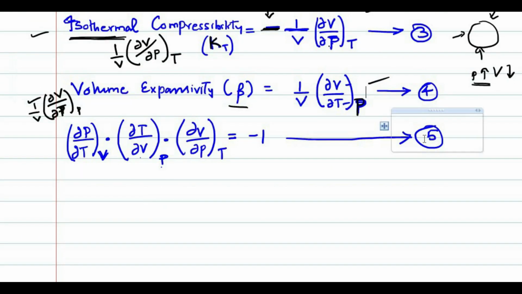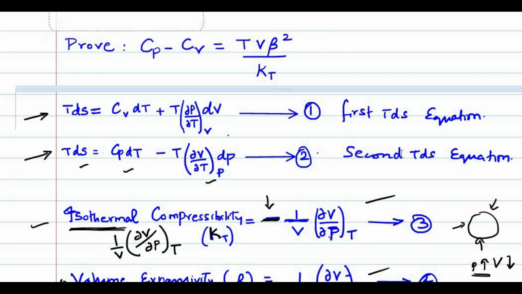Next, this is an important result. Dou P by dou T at constant volume into dou T by dou V at constant pressure into dou V by dou P at constant temperature is equal to minus 1. So these four results we should know for deriving this equation, that is Cp minus Cv is equal to T V beta square by Kt.